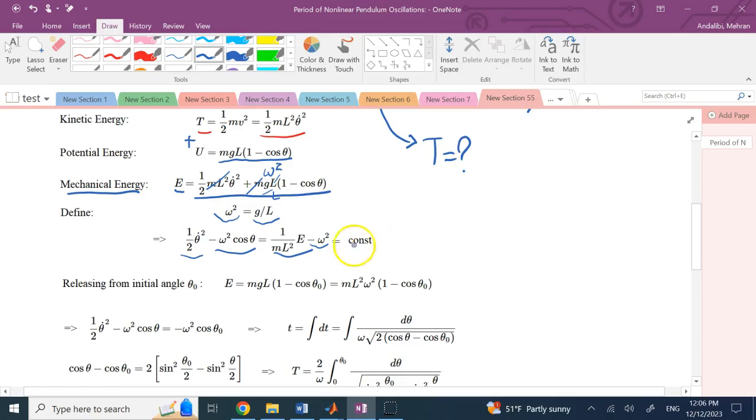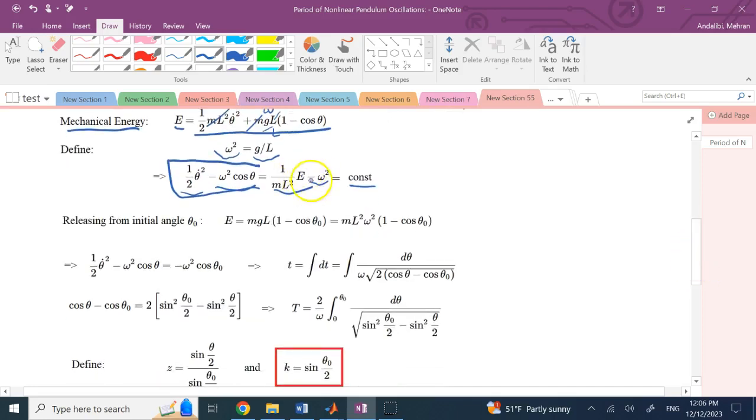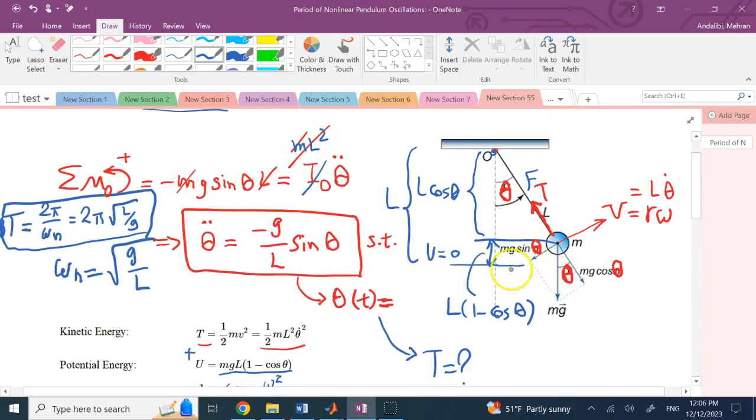Now, this is of course constant because E is constant and omega n, the square root of g over L, is constant. So that whole thing is constant. This left-hand side equals a constant. In order to calculate E and this constant, we said that E is constant. It doesn't matter at which point along the motion of this pendulum you calculate it. E for all points is the same.